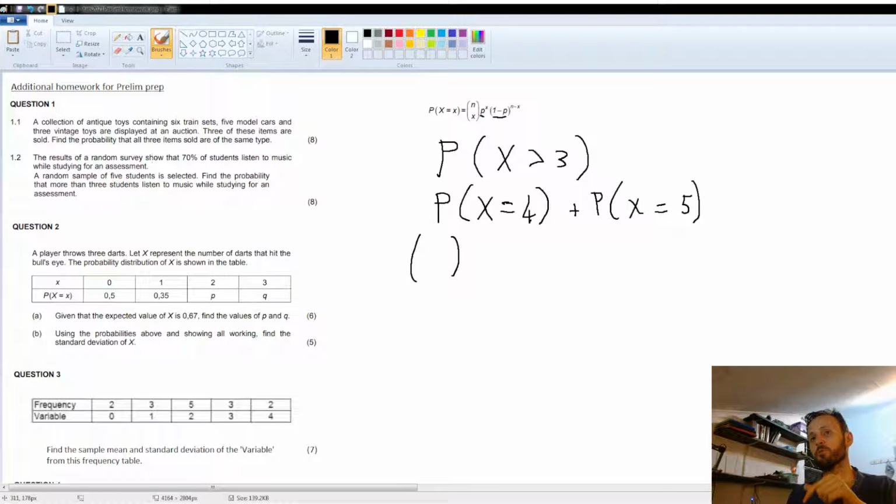70% of students listen to music. Okay, so p, we could write that up here if you want, by the way. P is 0.7. Quick maths tells you that 1 minus p is 0.3. That's just for the next bracket.